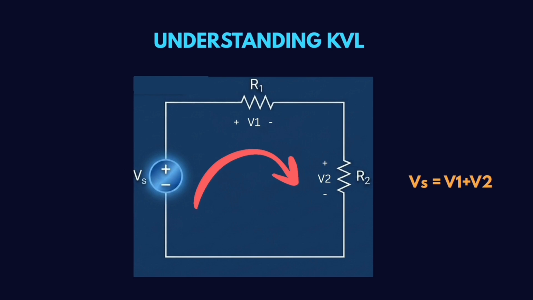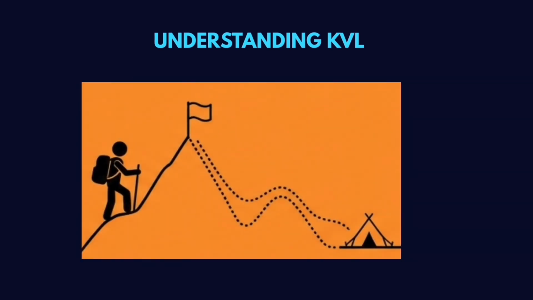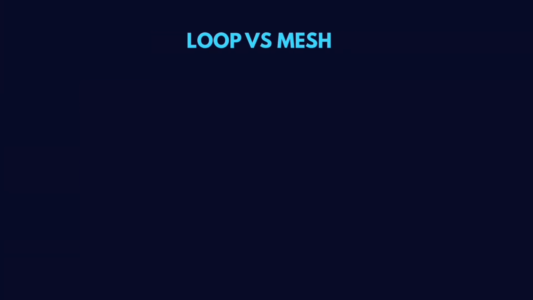To understand this further, consider a person climbing and descending hills. Suppose you climb 10 meters, then descend 4 meters, then descend 6 meters, your net height change becomes 0. That is exactly how KVL works. Before we try to solve any problems, we need to know the difference between loop and mesh. In GATE, these terms are important.